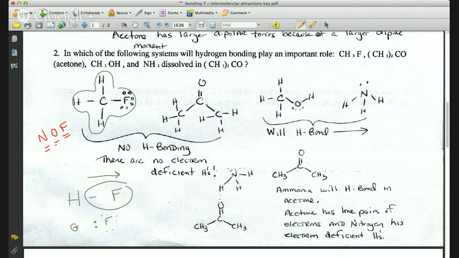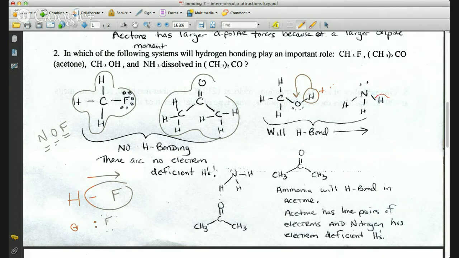So no H bonding. Clearly, same idea here. All the hydrogens are connected to carbons. These elements are not electronegative enough to create that proton scenario. Now here, you have an H connected to oxygen, which creates that exposed proton. So this will H bond with itself or other compounds.